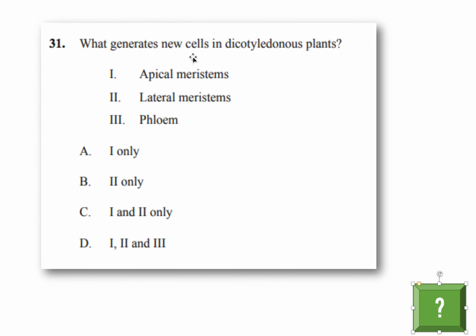So, therefore, what generates new cells in these plants? Yes, apical meristems and lateral meristems. They both cause generation of new cells, right? Division to cause the plant to grow. It's definitely 1 and 2.